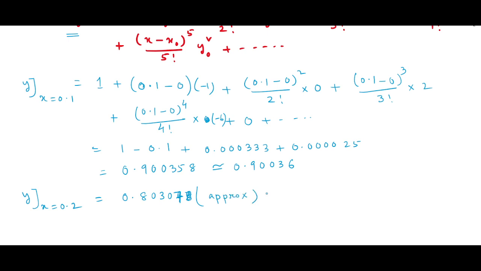You just have to keep differentiating, and parallelly find y naught dash, y naught double dash, y naught triple dash, and finally all those values we put in the Taylor series formula. So let us take one more problem.